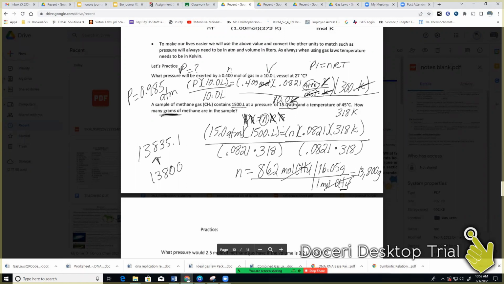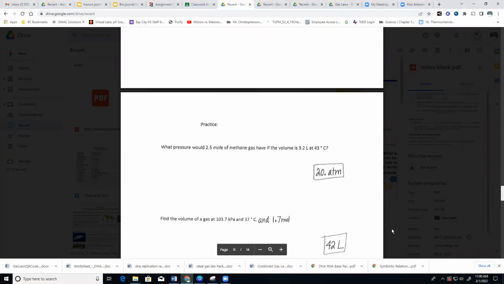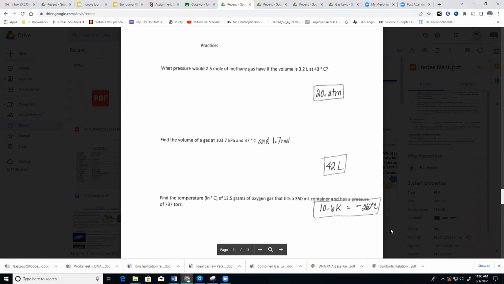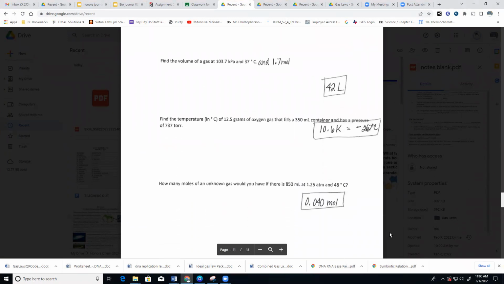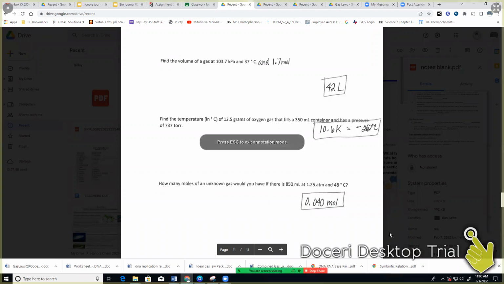All right, let's look at one where we have a different R value than what we've been using. We'll just skip through that first one because it's still an atmosphere. So let's look at the next one. All right. So it says find the volume of gas. So right away, that tells me that's my unknown. At 103.7 kilopascals, 37 degrees Celsius, which would become 310 K and 1.7 moles.